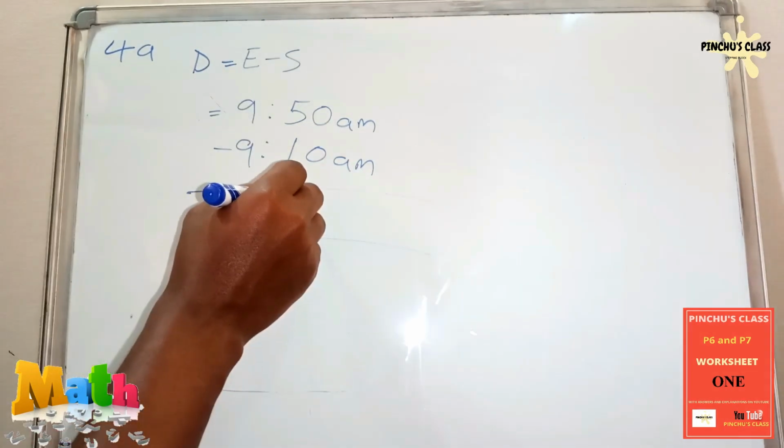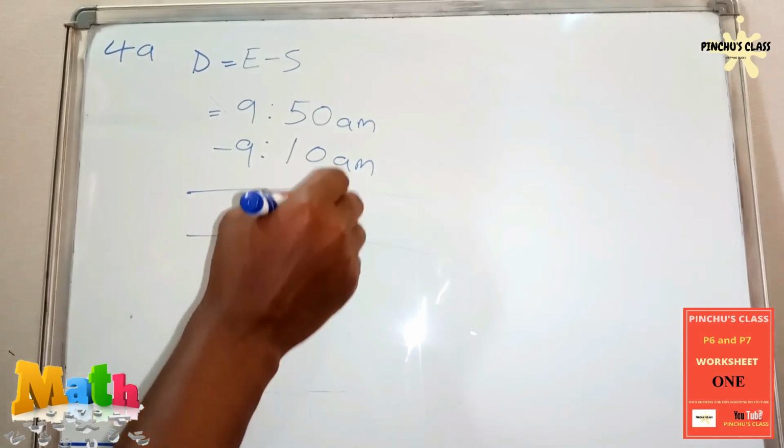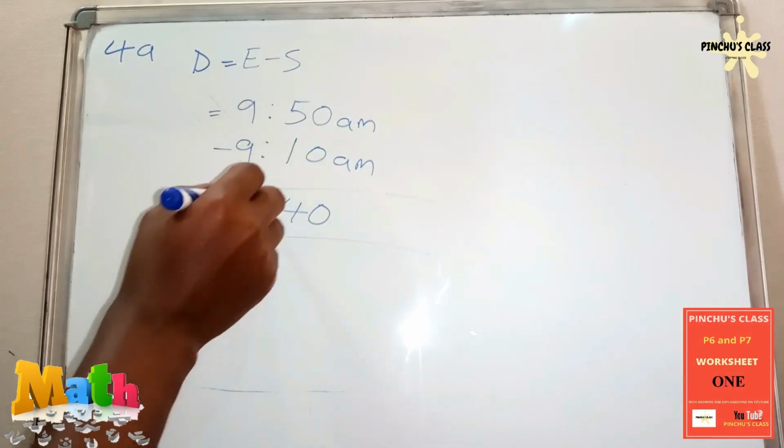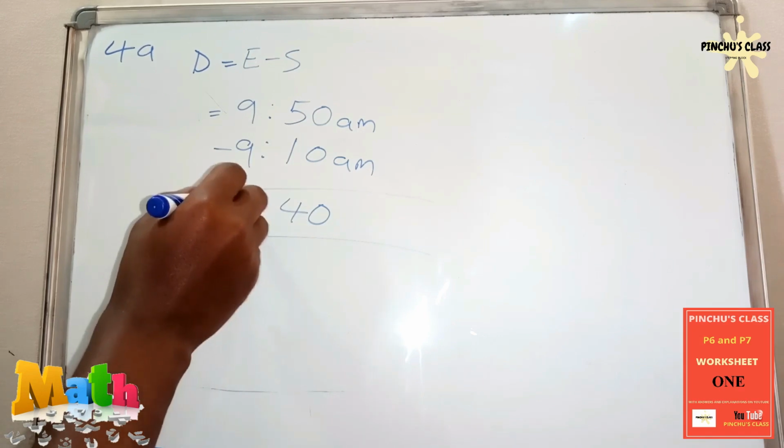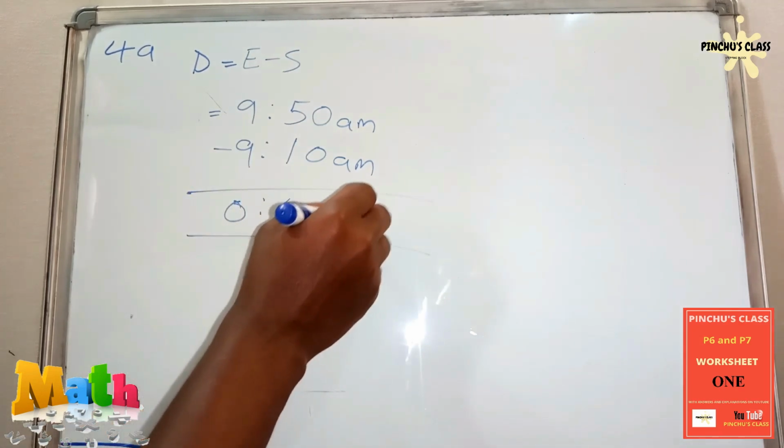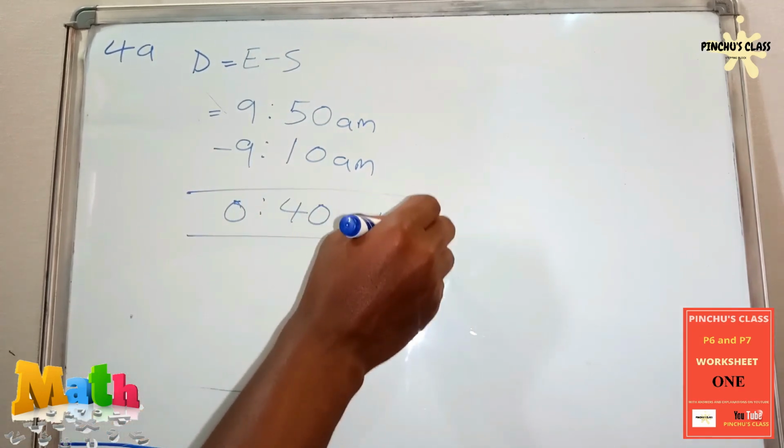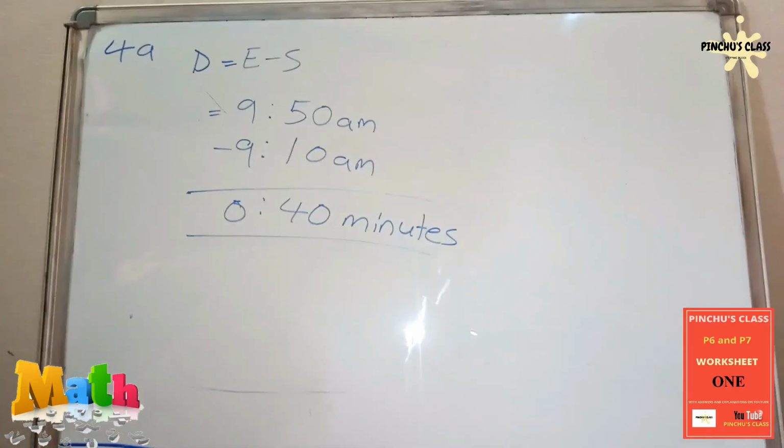50 minus 10 is going to be 40. Remember, this is time, and 9 minus 9 is going to be 0. So that means the lesson took 40 minutes.